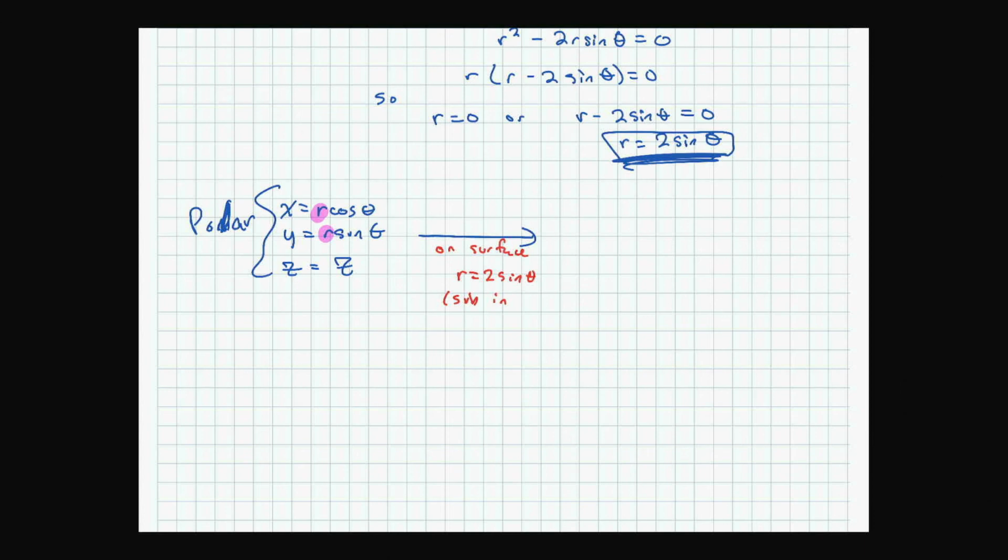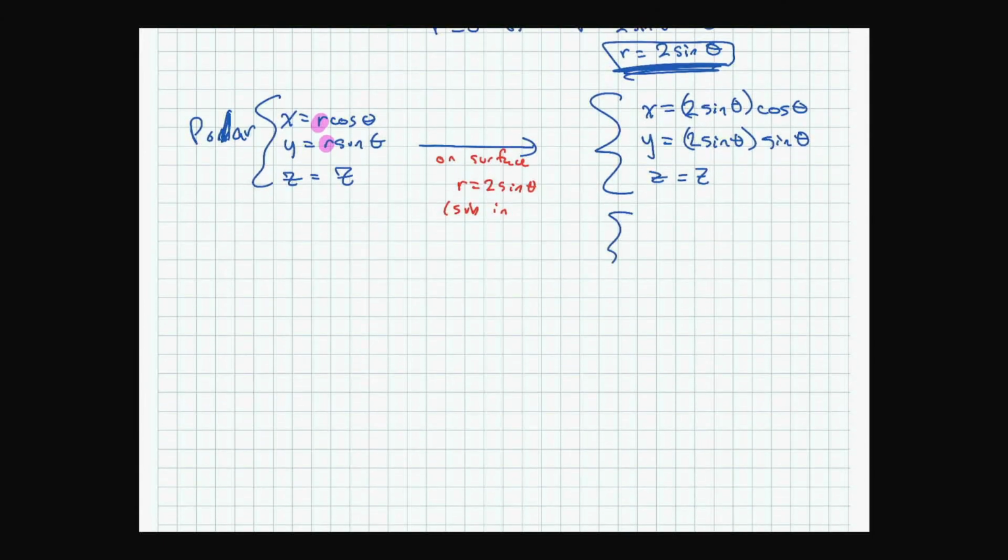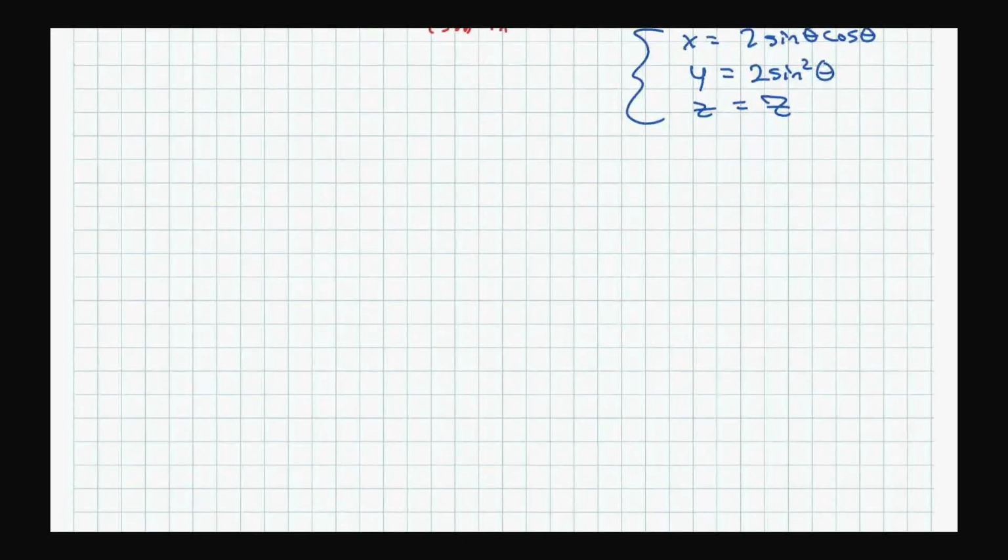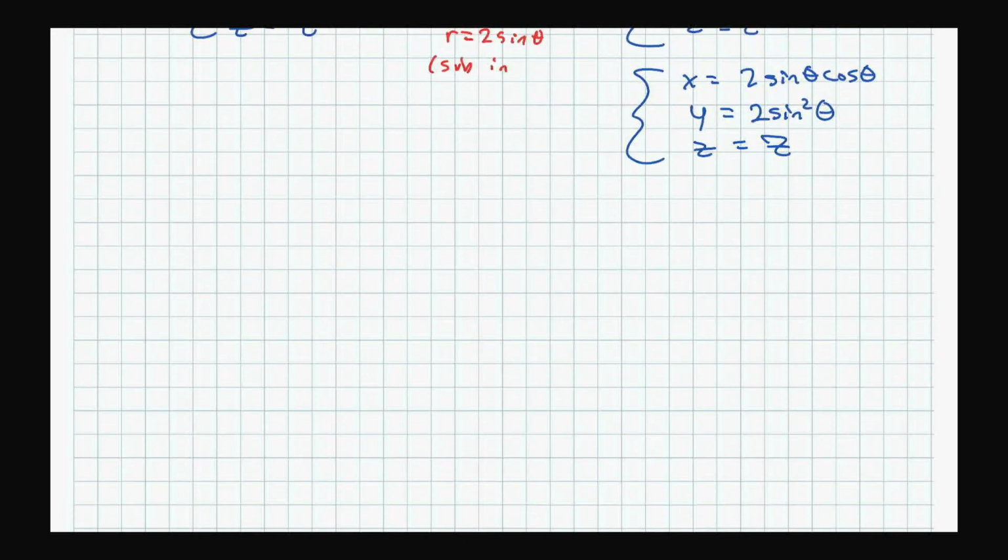Okay? And when you do that, you get x is r, which is 2 sine theta, times cosine theta. y is r, which is 2 sine theta, times sine theta. And z is just z. So what you end up with here is x is 2 sine theta cosine theta, y is 2 sine squared theta, z equals z. And that's your parameterization. Okay, now what I would do here is we're getting used to using u's and v's, so let's just keep using u's and v's.